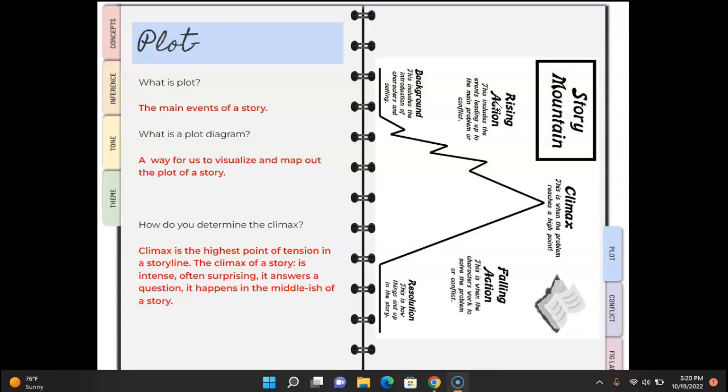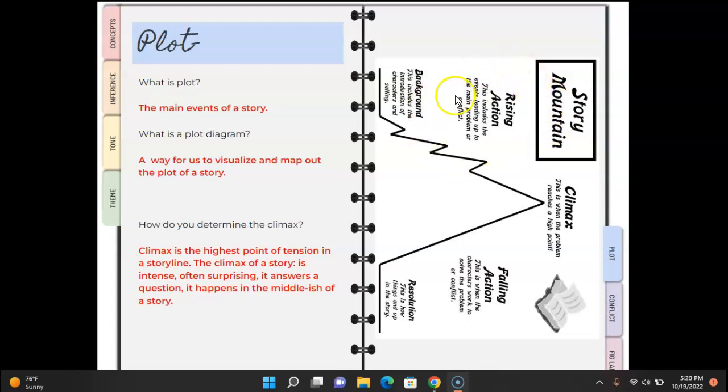A lot of this is probably review for you. But at the base of the story mountain, we have the background. The background is also called the exposition, but this is the time that we are introduced to the characters and the setting and what's going on in their world. The second thing that we see is what's called the rising action. We start to see some events happening. We may start to see some conflict unfold. Some characters are butting heads. There's a problem at hand. That's all a part of the rising action.